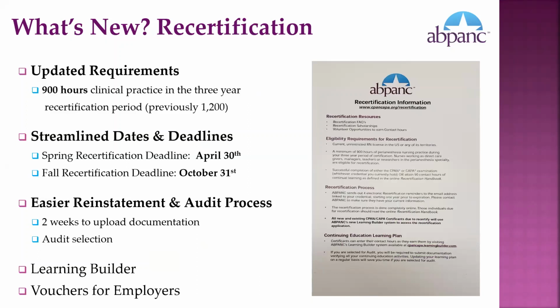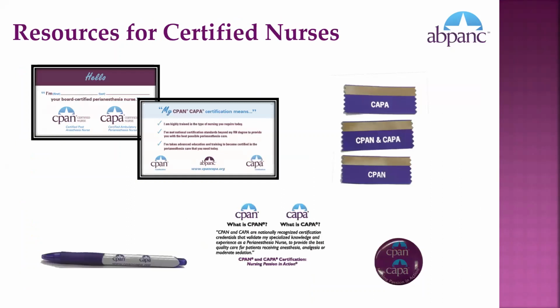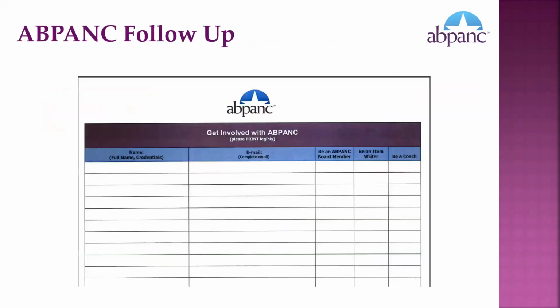We also provide vouchers for employers for recertification, just like we do for certification. We have a lot of resources for certified nurses. Most important, we have the ribbons, the buttons, the pens. We have a couple different cards, and one of them has a little elevator speech about what it means to be certified, or what the meaning of CPN and Kappa certification is. These are all things you can hand out to the certified nurses when they come up to your table.